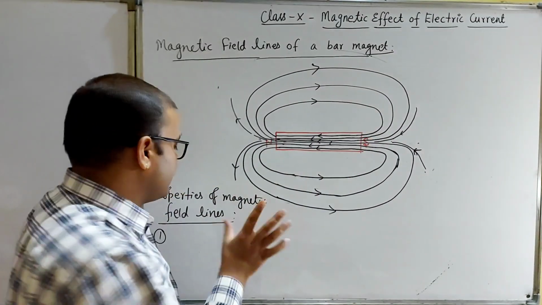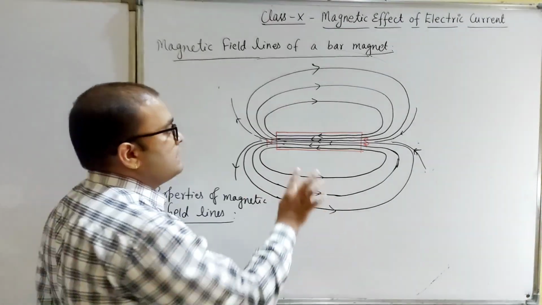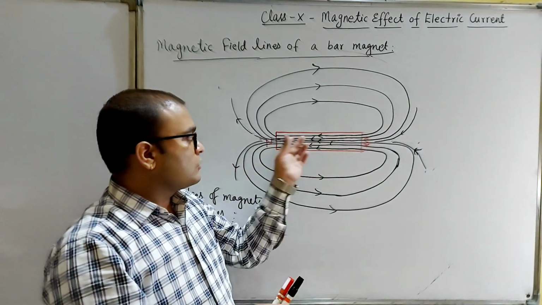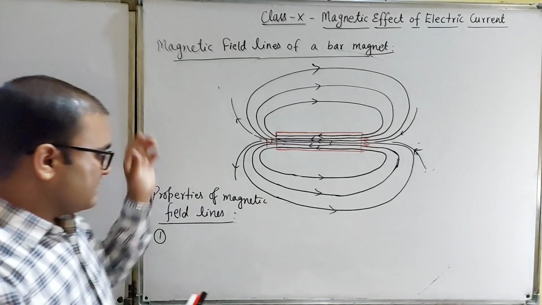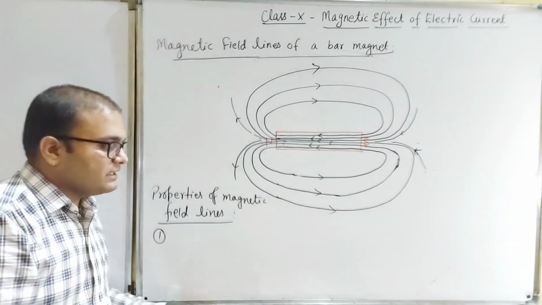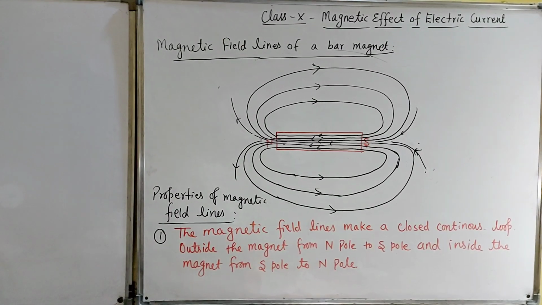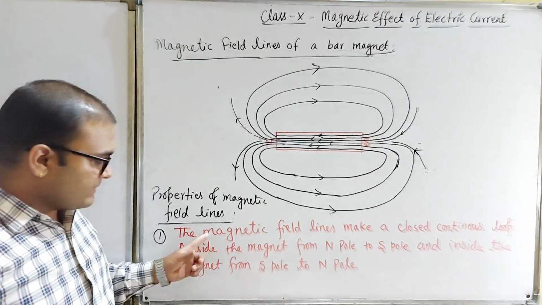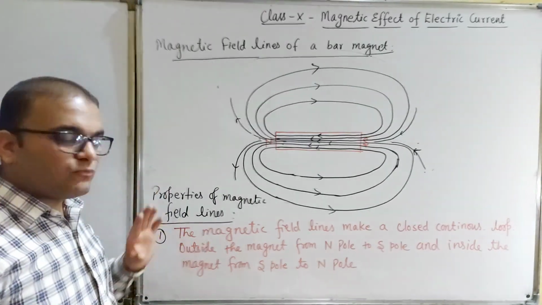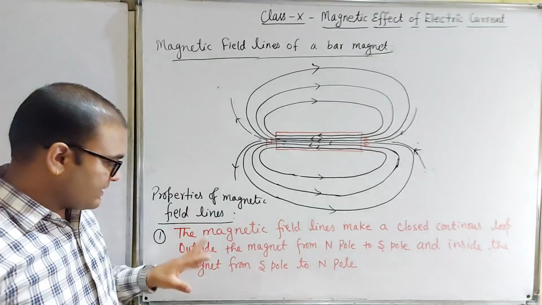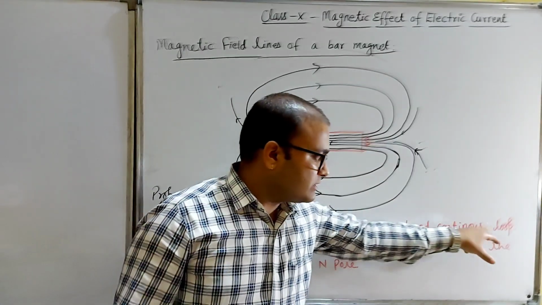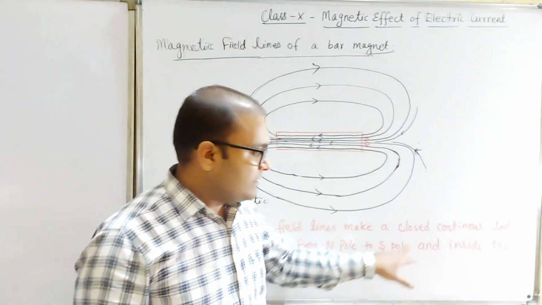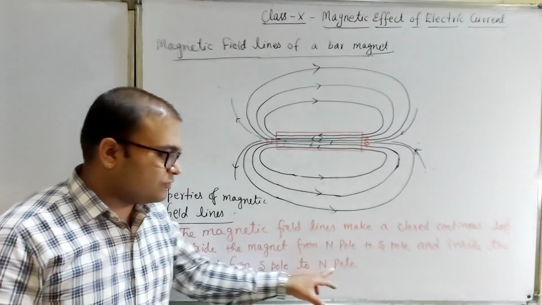So this is the first property of magnetic field lines. This is one of the properties: magnetic field lines make a closed continuous loop. Outside these are from north pole to south pole, and inside these are from south pole to north pole. So I am writing here the property of this magnetic field line. Okay, I have written here the first property which I explained to you. The first property is number one, we can say. Okay, means one of the properties. The magnetic field lines make a closed continuous loop, means outside the magnet from north pole to south pole, and inside the magnet from south pole to north pole.